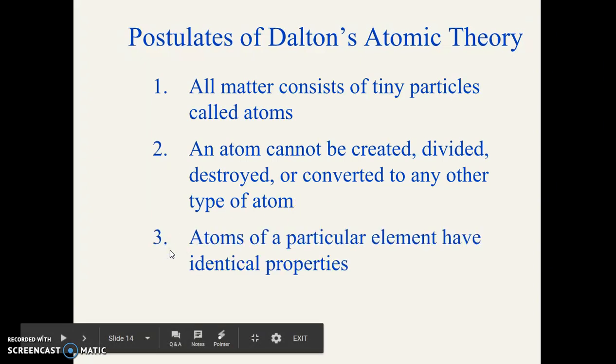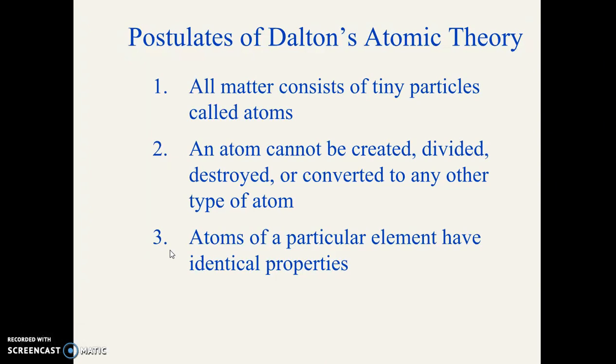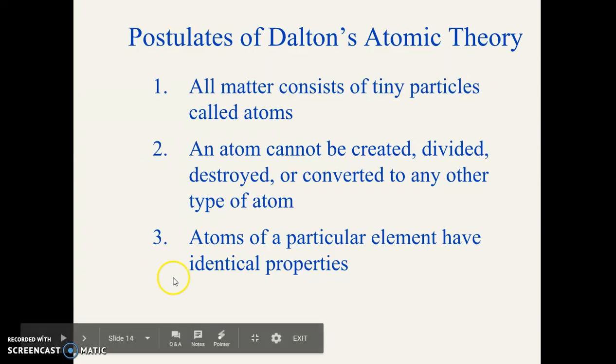And number 3, atoms of a particular element have identical properties. That means that all of the atoms of hydrogen are going to behave like hydrogen. All the atoms of helium are going to have the properties of helium. All the atoms of carbon have the same properties of carbon. It doesn't matter which isotope they are, like carbon-12 or carbon-14, they all behave the same way because they're all carbon.